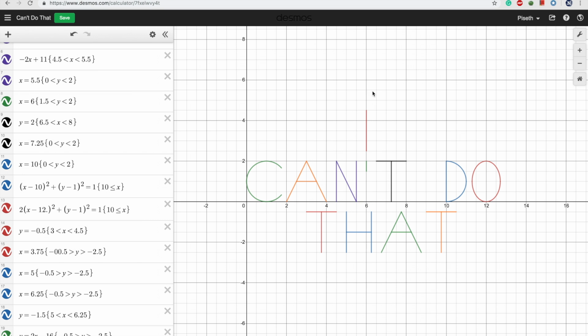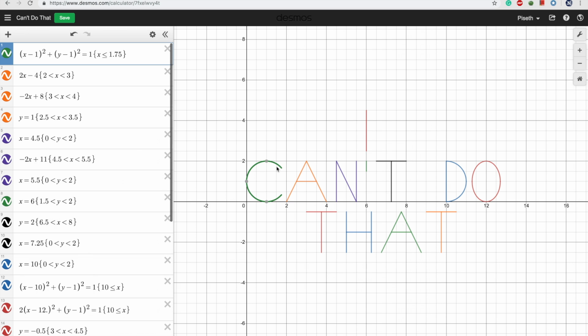So to create my phrase, I use linear lines, such as x equals to create vertical straight lines, and y equals to create horizontal lines.